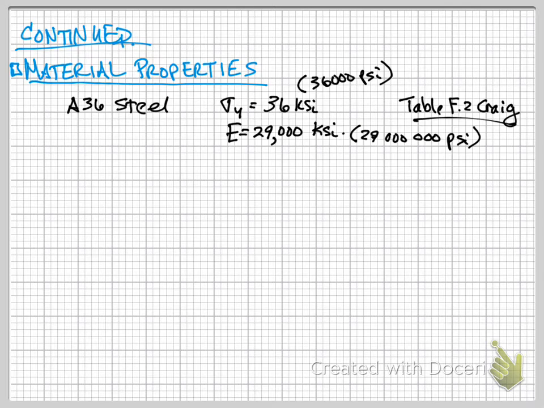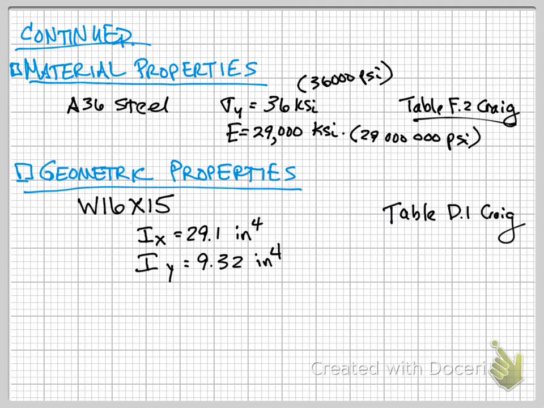We can also do our geometric properties. In table D1 for Craig, we see that the W6 by 15 has many different properties provided, and so far the only ones that we need at this point would be the moment of inertia. Now, because we had to denote earlier that the moment of inertia was about the buckling axis, I'm writing down both of them. IX is 29.1 and IY is 9.32. And so far, I'm just still gathering information and restating our problem in a recorded way.